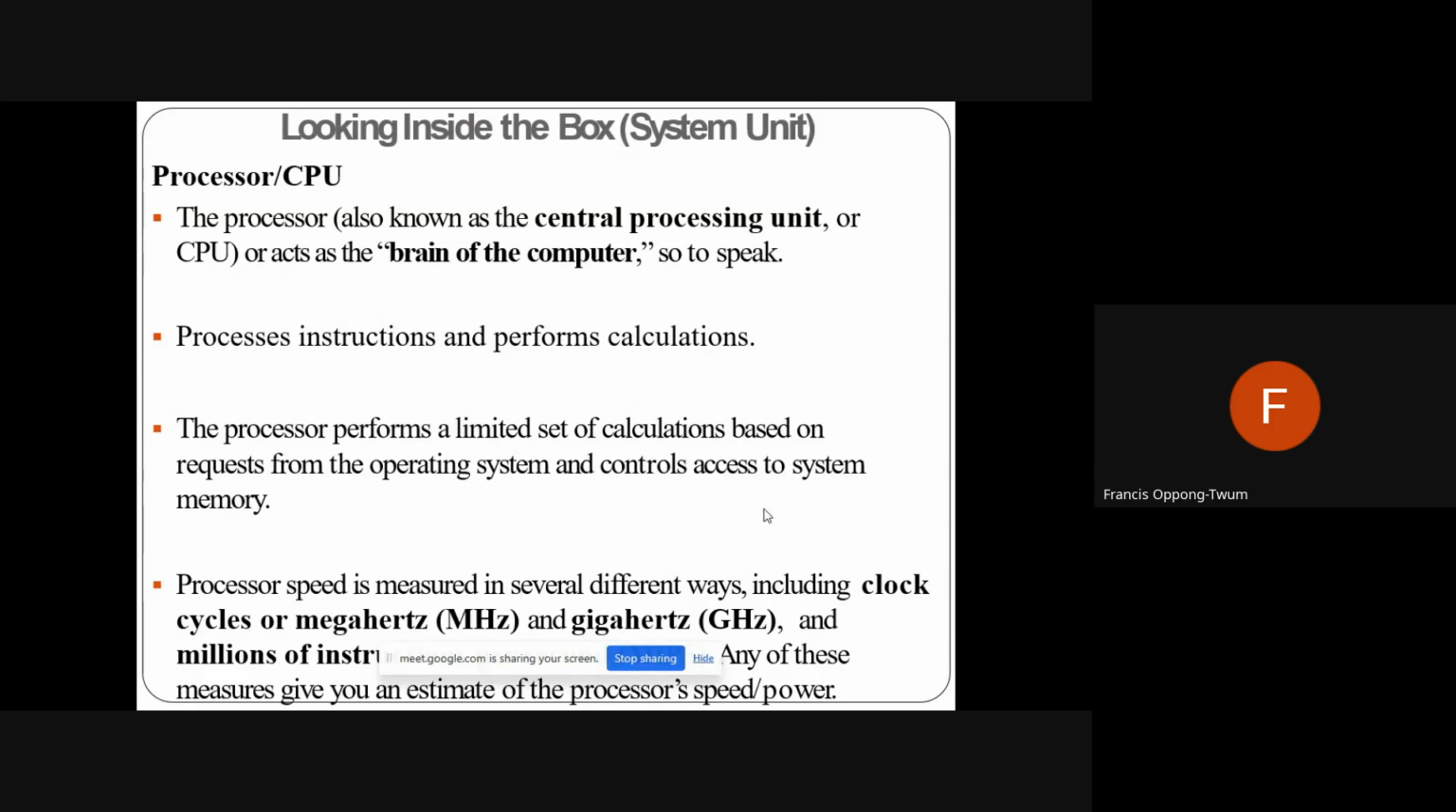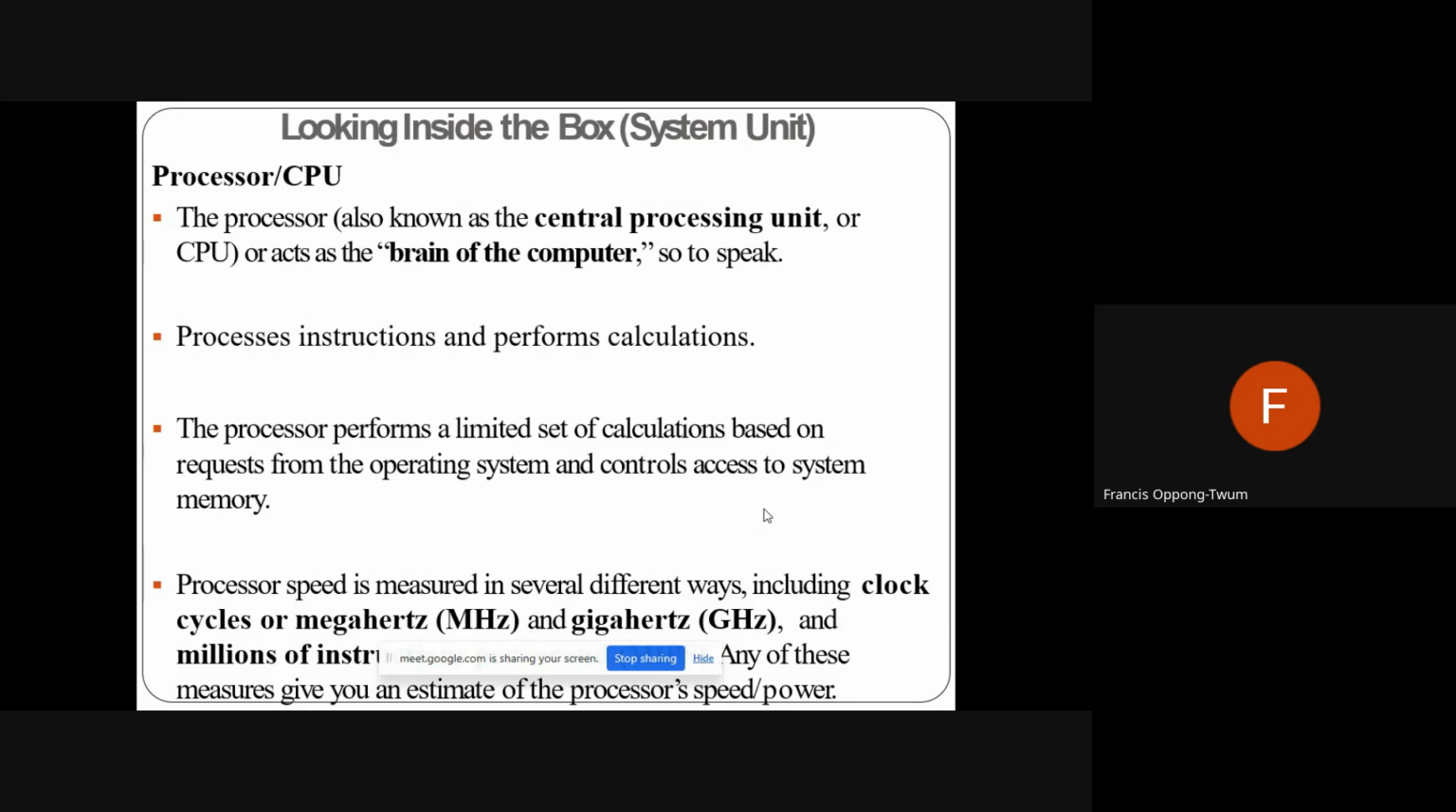So now we are moving from the motherboard to the processor. Are you okay with me? We are moving from the motherboard to the processor, another component that we want to identify on the motherboard. The processor, as we've already established, in short we call it the central processing unit, or the CPU.